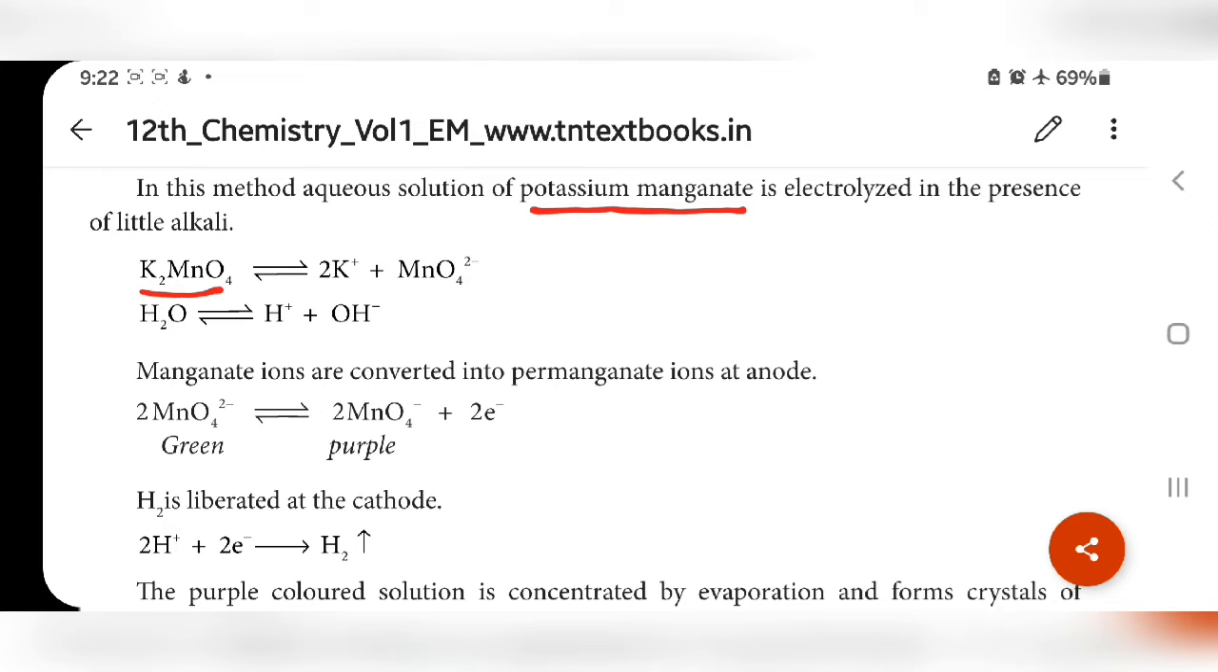So, manganate ions are converted into permanganate ions at the anode. MnO4 2 minus is converted to MnO4 minus. The MnO4 2 minus color is green and the MnO4 minus color is purple. So, here green is converted into purple. Hydrogen is liberated at the cathode, because H plus gains an electron and is converted into H2. The purple color solution is concentrated by evaporation and forms crystals of potassium permanganate on cooling.